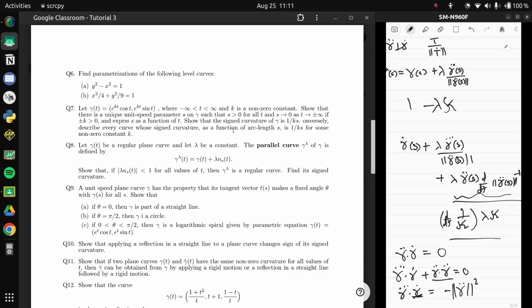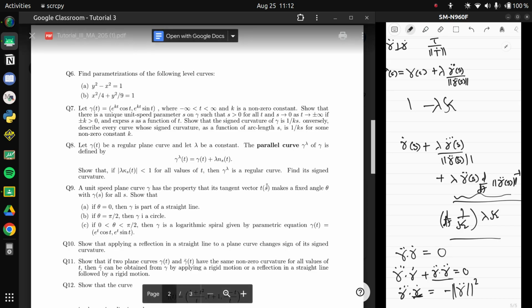Yeah, okay, that actually makes sense. So if lambda kappa is less than 1 all the time, we are done, because then this thing can never be 0. And if that's never 0, at least one component is never 0. So your vector is always non-zero. Sure. So then it's a regular curve. Also find the signed curvature.